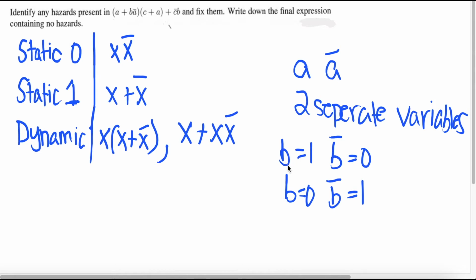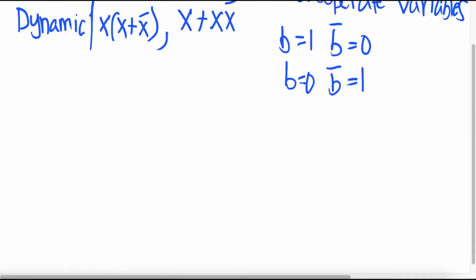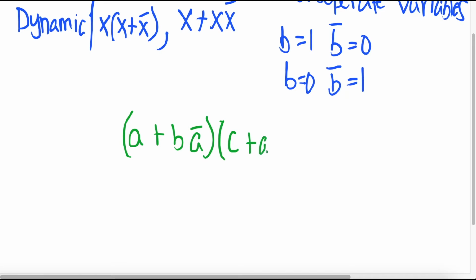Okay, so now let's get to the first step. If we write down our equation again, let's write in green. We have A plus B A bar, ANDed with C plus A, ORed with C bar B. Okay, sorry, just C bar B. Right, so this is our equation. So let's get started with that.